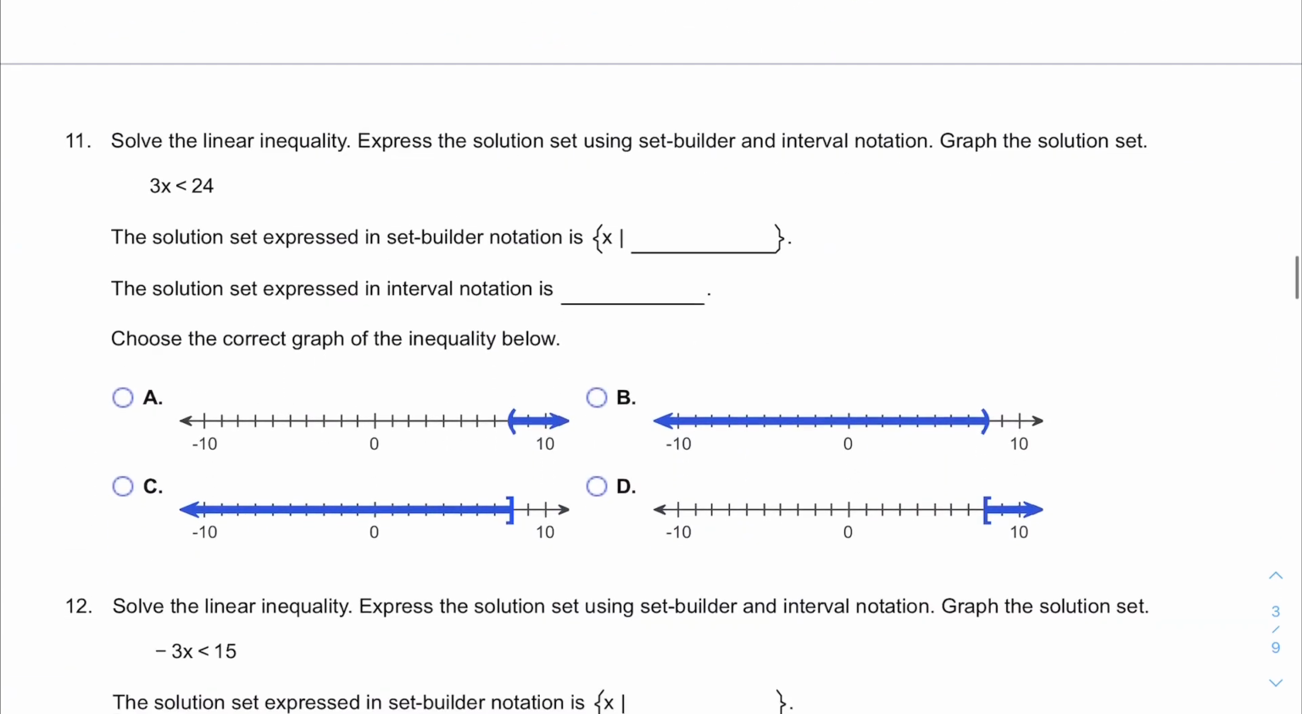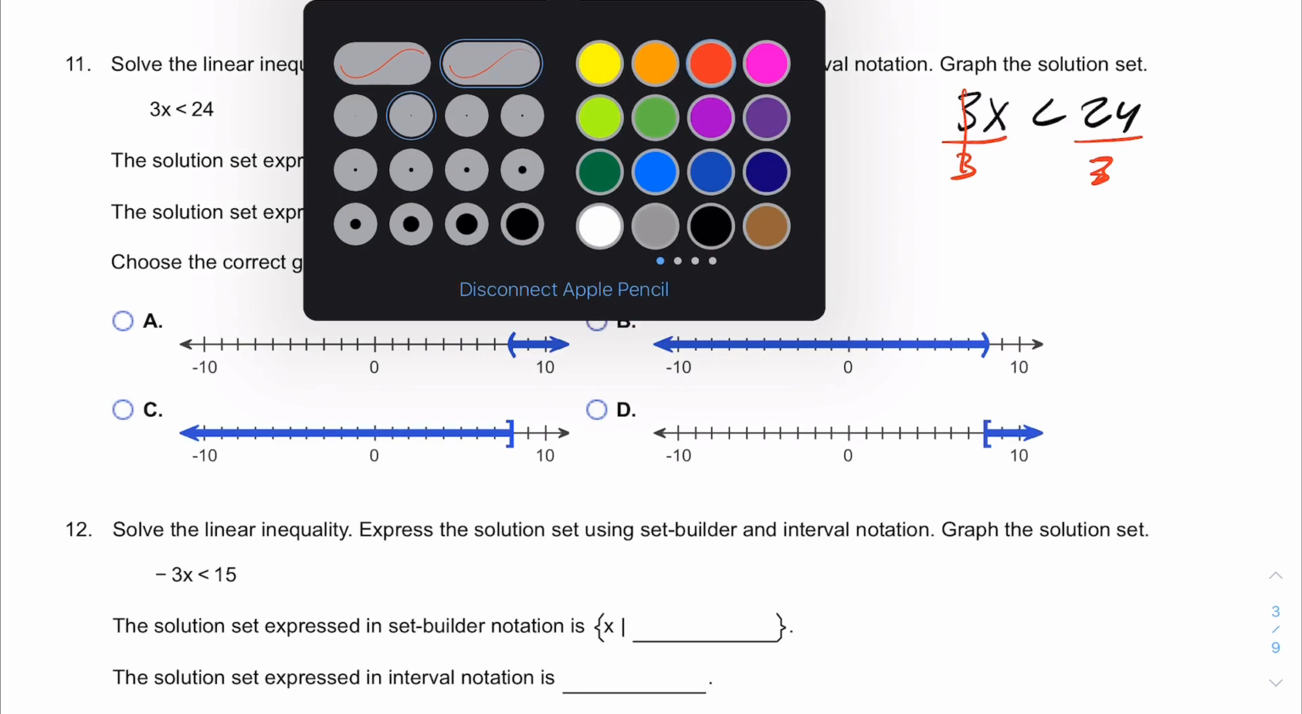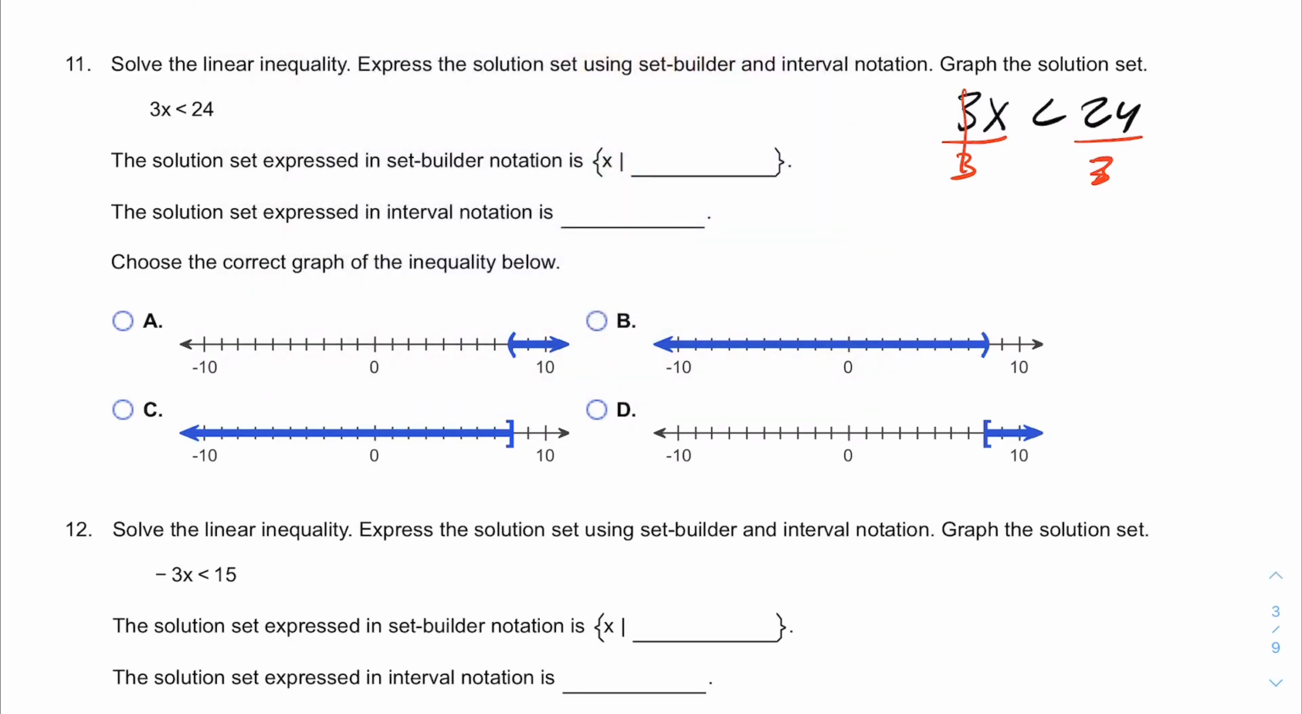Okay, we're getting there. Number 11, it says solve the linear inequality. Okay, let's do that over here. This is 3x is less than 24. How do you solve it? Well, we divide both sides by 3. I am dividing, so do I reverse the inequality? Some people say yes, some people say no, and the answer is no, you do not reverse the inequality. We're dividing, but we're dividing by a positive, and dividing by a positive is not a problem in terms of that inequality. 24 divided by 3 gives us 8.